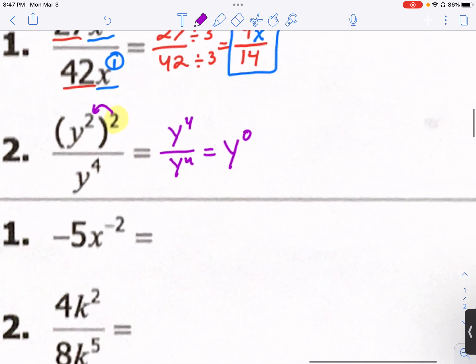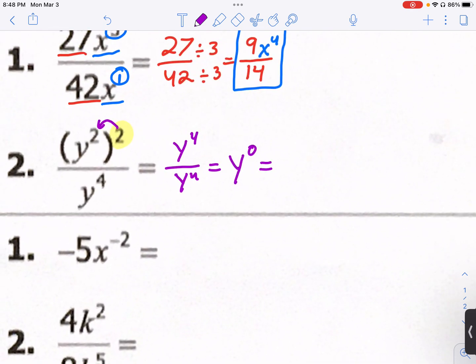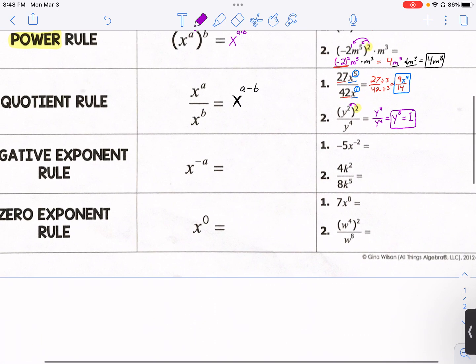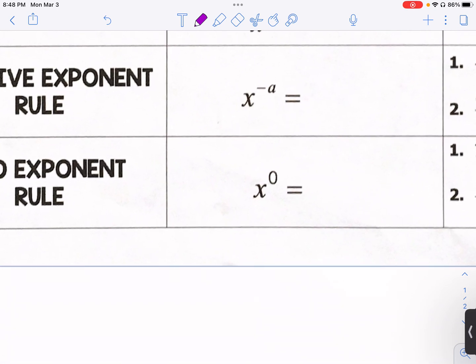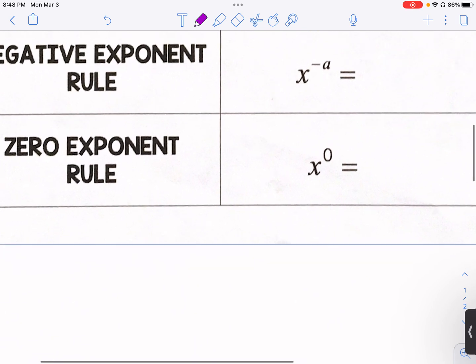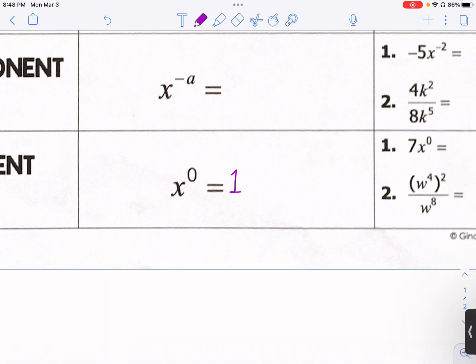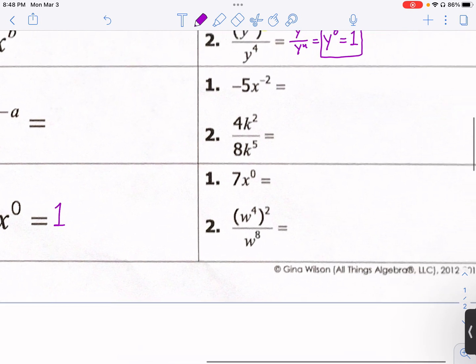So when you get y to the 0, a lot of people think it is a 0 for our answer. This is not true. Okay, when you get to the 0, it is going to equal 1. So try to come up with a way to remember that. Y to the 0 equals 1. So since we're already on that, let's just finish up this one. We'll skip ahead. 0 exponent rule. Again, we just said it. This is always going to equal 1.